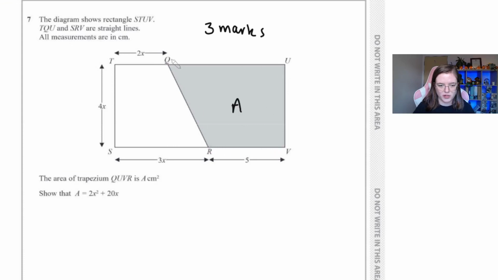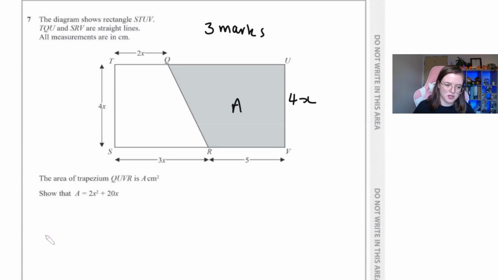We don't know much about this section. We don't know that line, and we don't know that line. Well, technically this is 4x, isn't it? It's a rectangle, so we know that. So what we could do is work out the total area of this rectangle and then take away the white area. That sounds like something we could do.